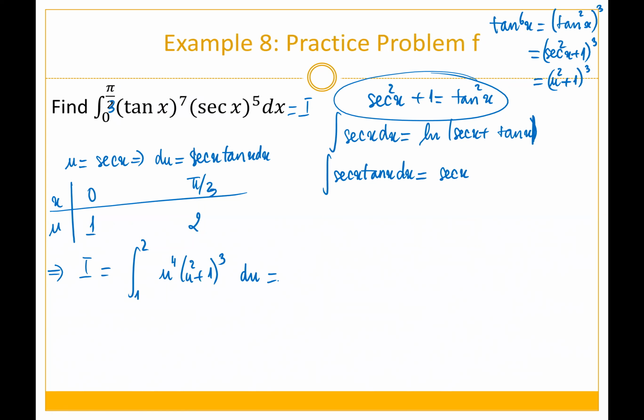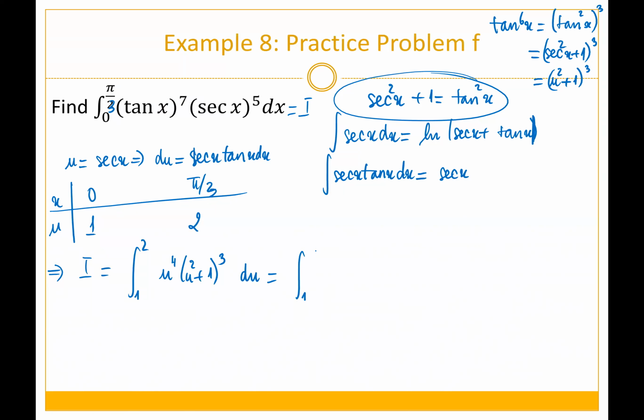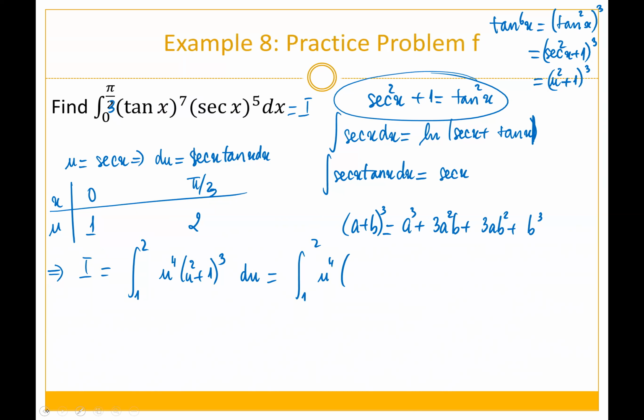Here we have 1 plus u to the 4th. Now if we expand this, we can use the general formula: a cubed plus 3a squared b plus 3ab squared plus b cubed. This is similar to when you expand the square. This is the formula that you're going to use to expand the cubic.